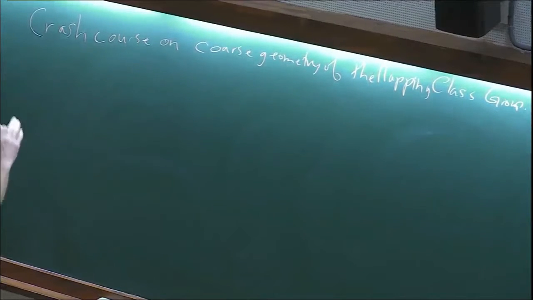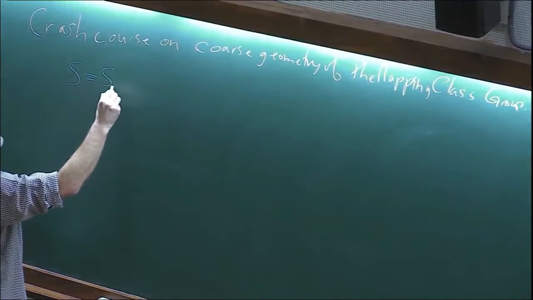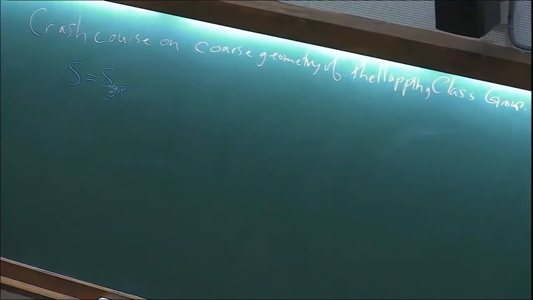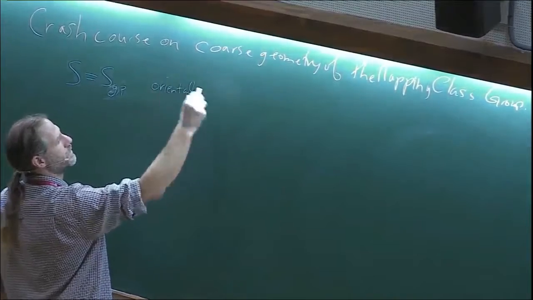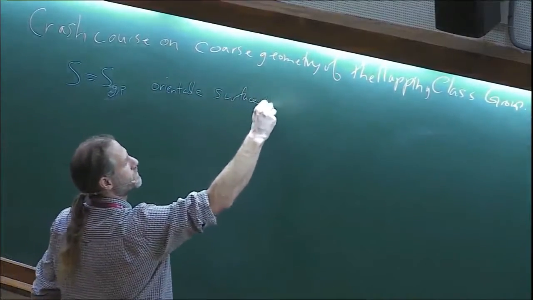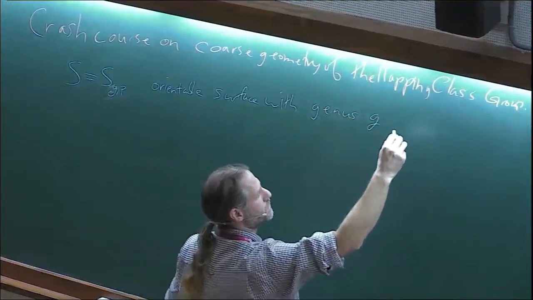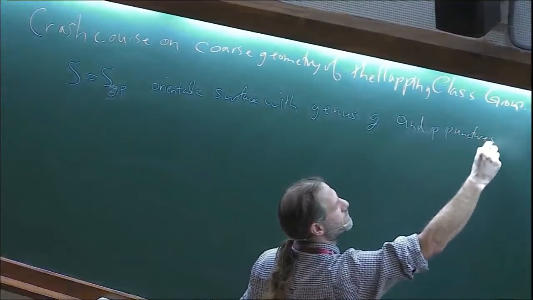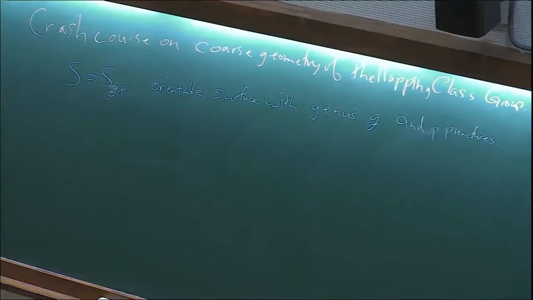So let me just say, the standing hypothesis, just so I don't need to keep writing this, is I'll have a surface, which I'll just write as S, but it will be a surface of finite type. So S_{g,p} will be an orientable surface with genus g and p punctures. They'll both be finite numbers. They can be zero. Either can be zero.